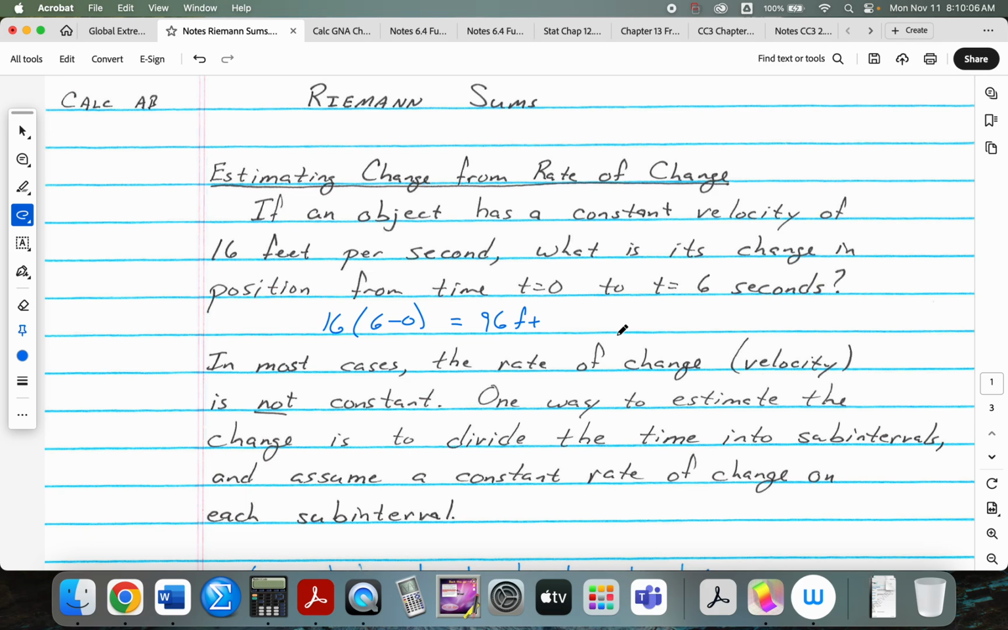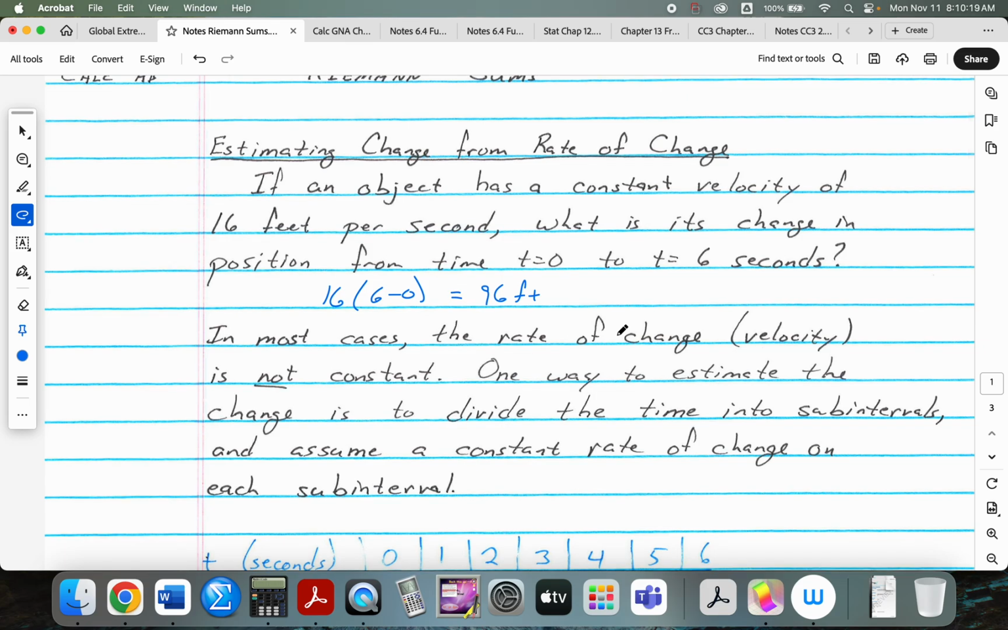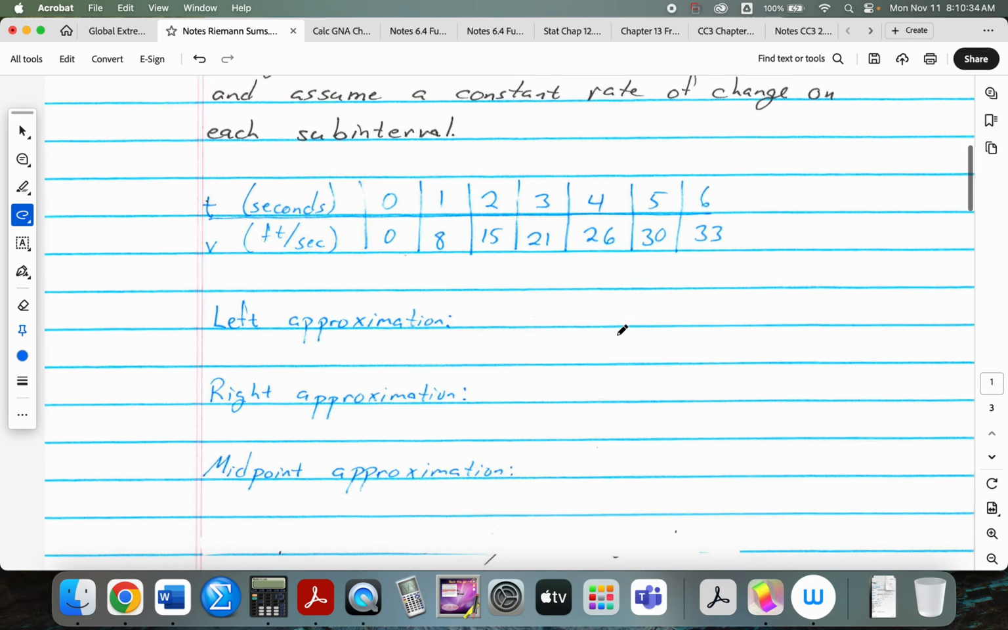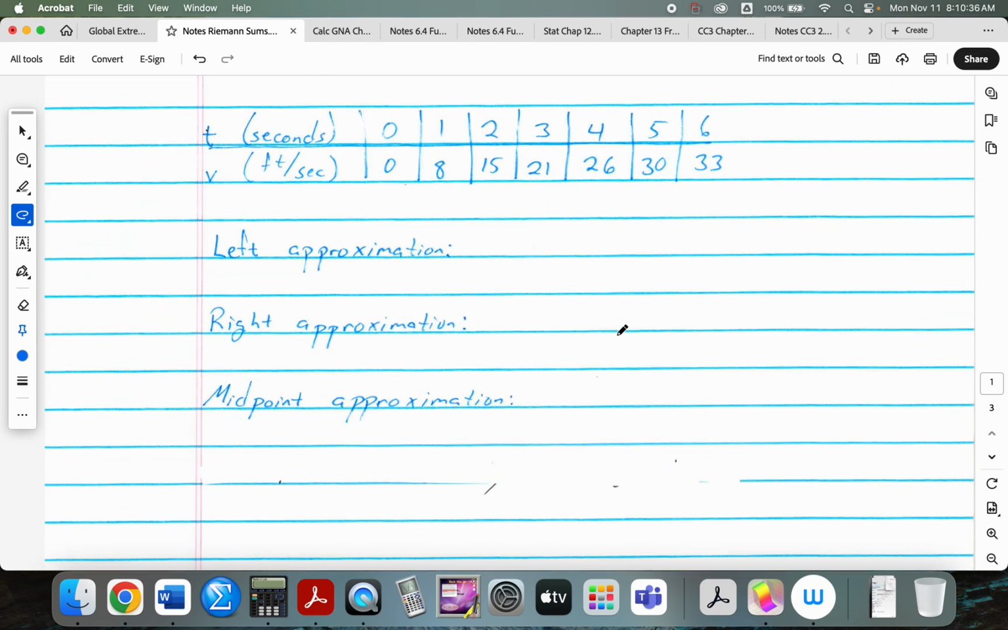So in most cases, though, the rate of change, and velocity is one example of a rate of change, but it's not the only one by any stretch of the imagination, is changing. It's not constant. Rate of change is rarely constant. One way to estimate the change is to divide the time into subintervals and assume a constant rate of change on each subinterval. So let's take a look at this one.